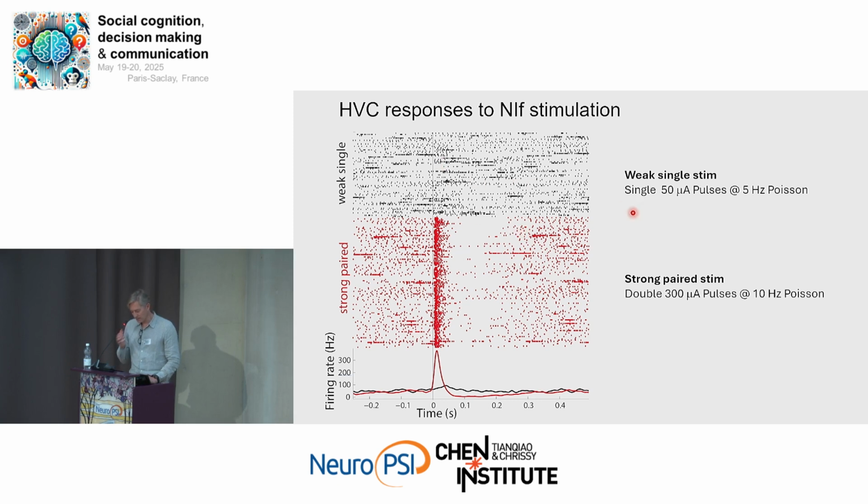And we had two types of stimuli: either weak single pulses, single 50 microampere pulses at 5 hertz, Poisson, or strong paired pulses at 300 microamperes at 10 hertz. So the charge you pass through the brain is about 8 times higher than here. You can see the activity here is just mildly increased after stimulation, and here it's brutally increased, and then there's some kind of a gap in firing.